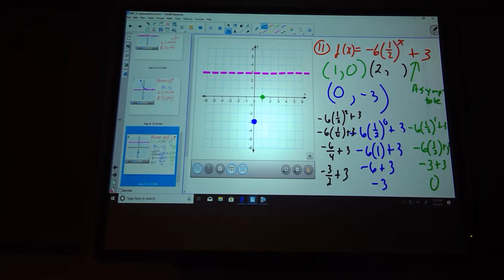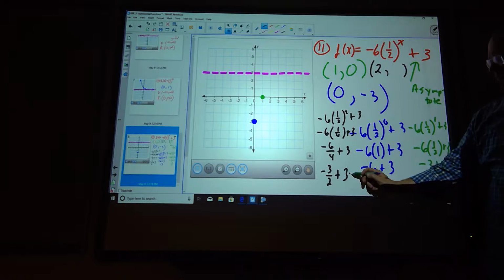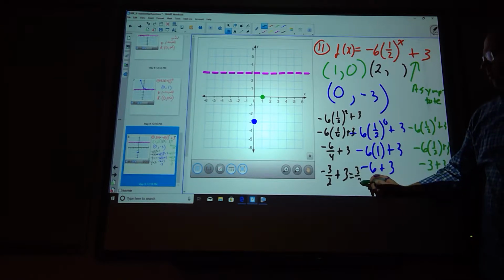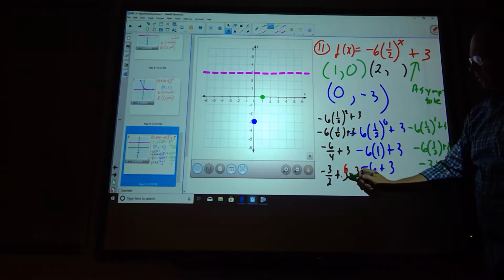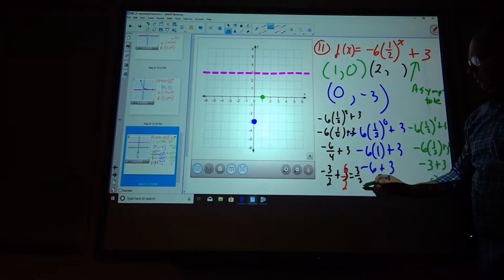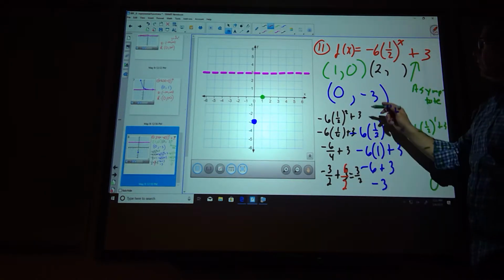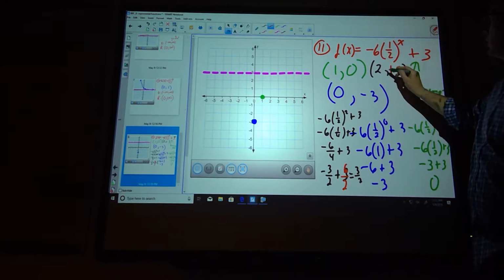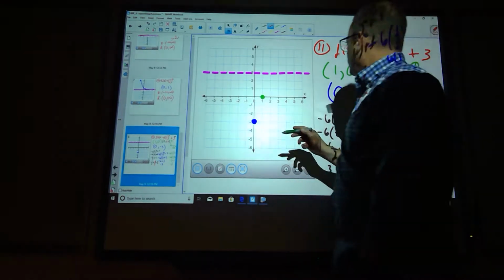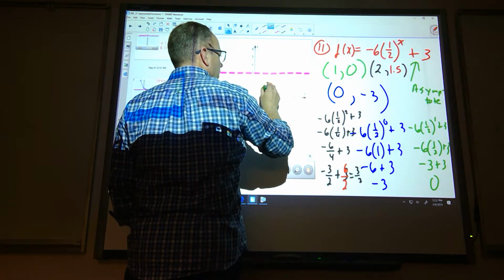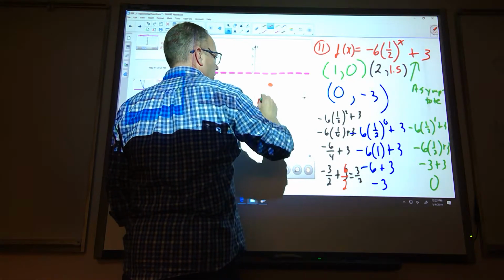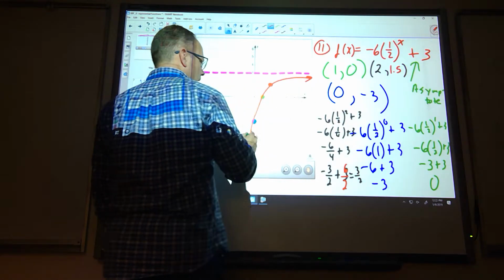So that's going to give me positive 3 over 2. You're like, wait, how did you get that? Well, that's going to be the same thing as 6 over 2. Negative 3 plus 6 is 3, so 3 over 2. So 3 over 2 is like 1.5. Is that okay? So 2 comma 1.5. Can you see what this graph's doing? It's doing that.